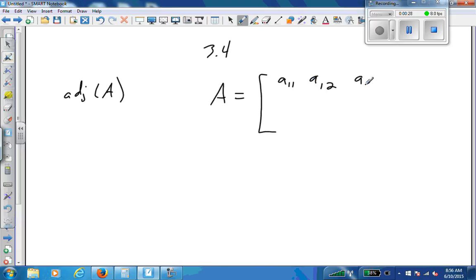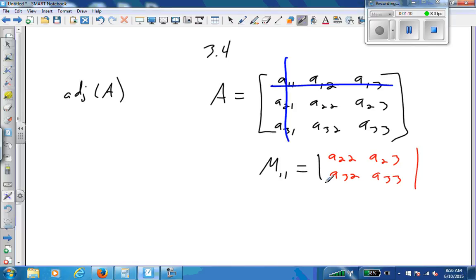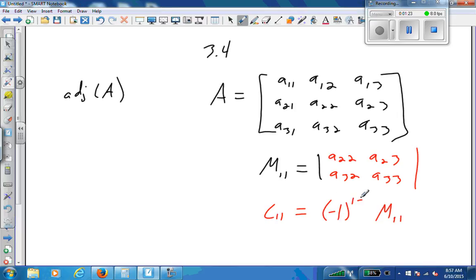that's a 3 by 3 matrix, remember that each minor comes from taking the determinant resulting from crossing out a row and column. So we would take the determinant of A22, A23, A32, A33. So that would give us minor 1,1. And the cofactor 1,1 is taking that minor times negative 1 raised to the 1 plus 1 power. And those come from i, j, 1, 1.